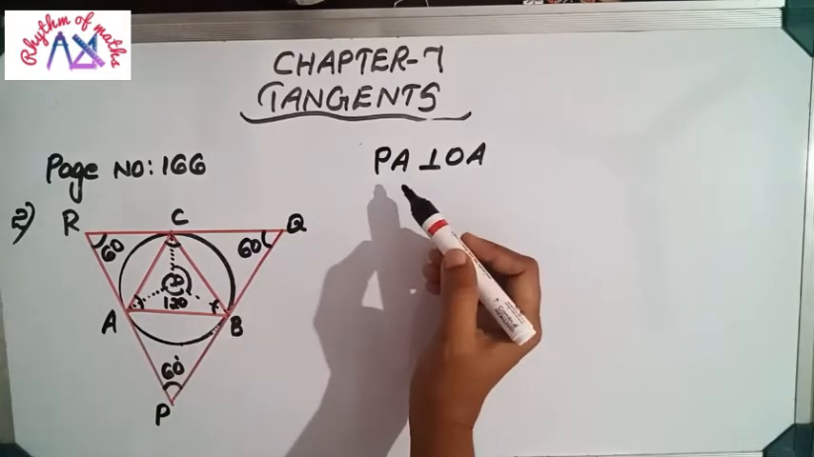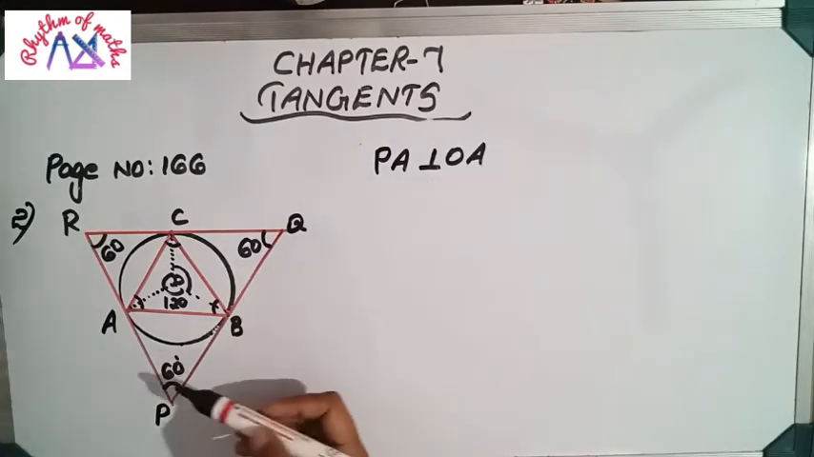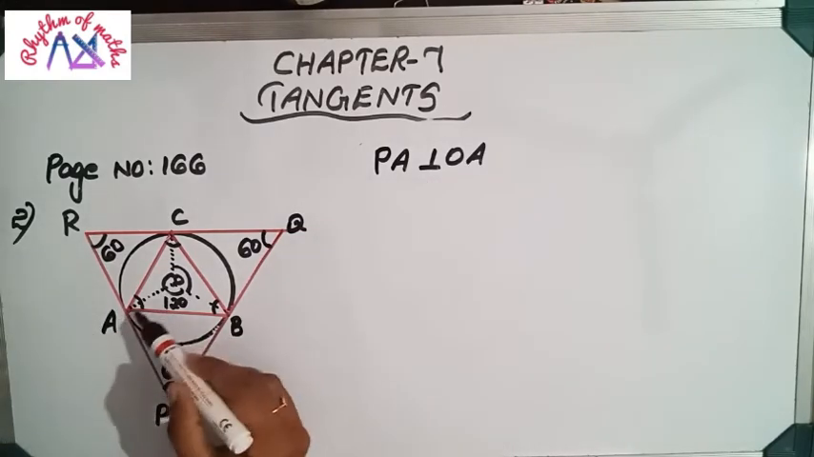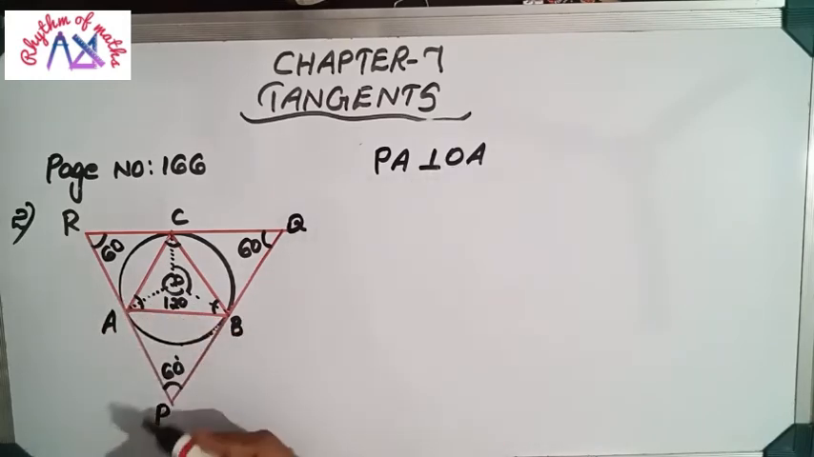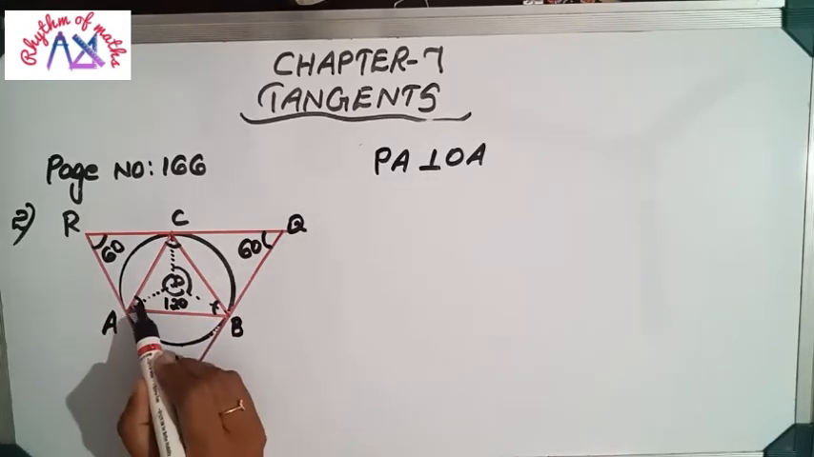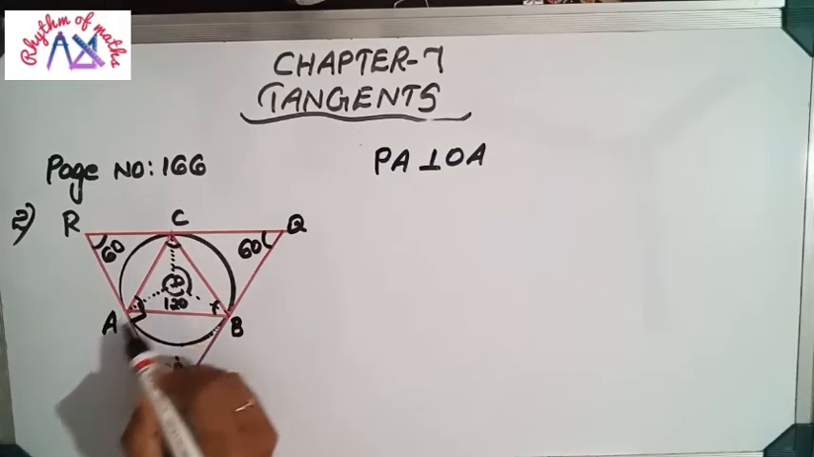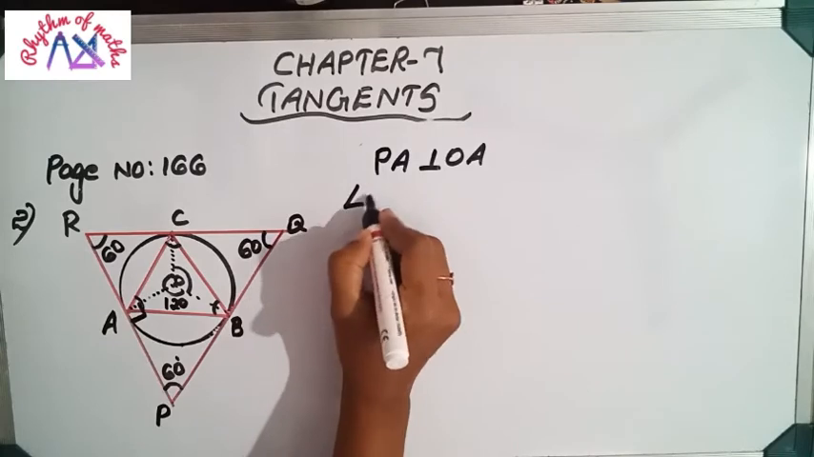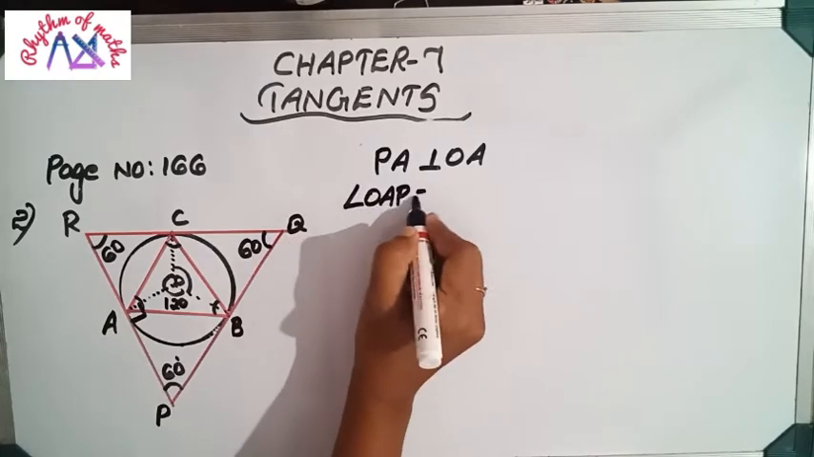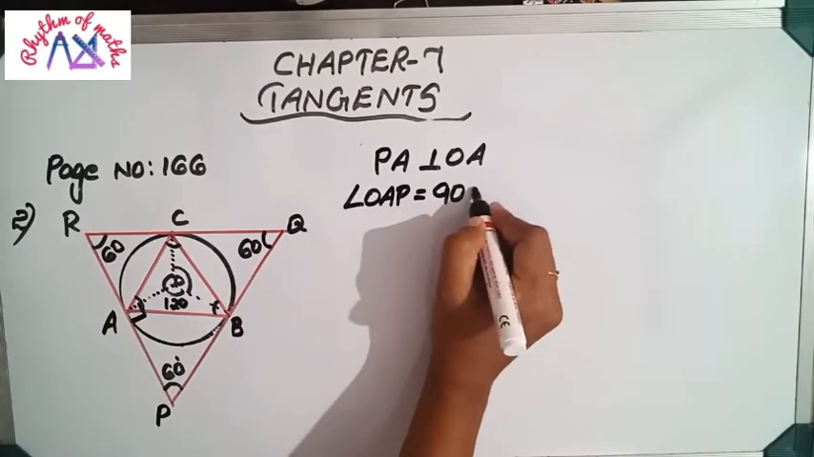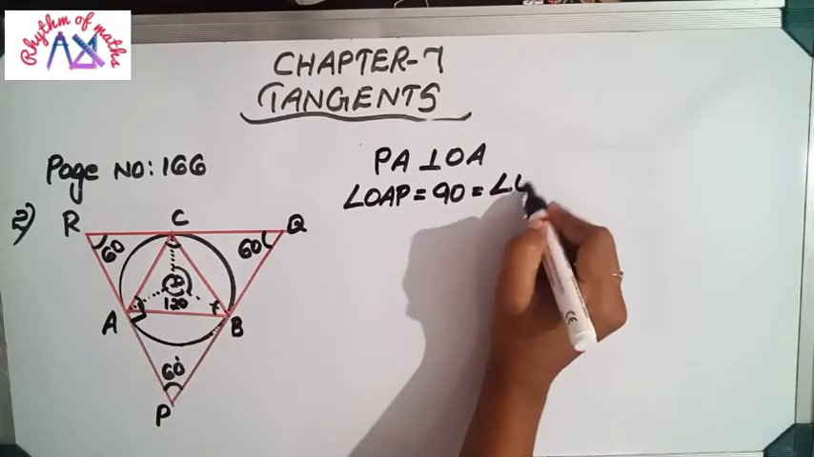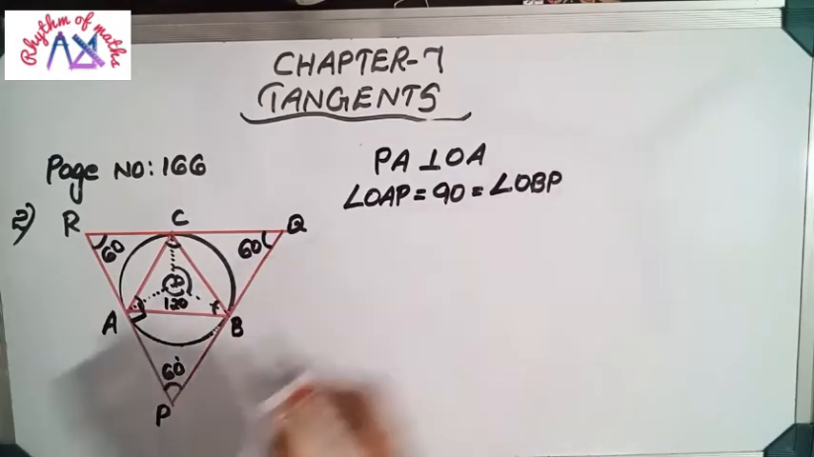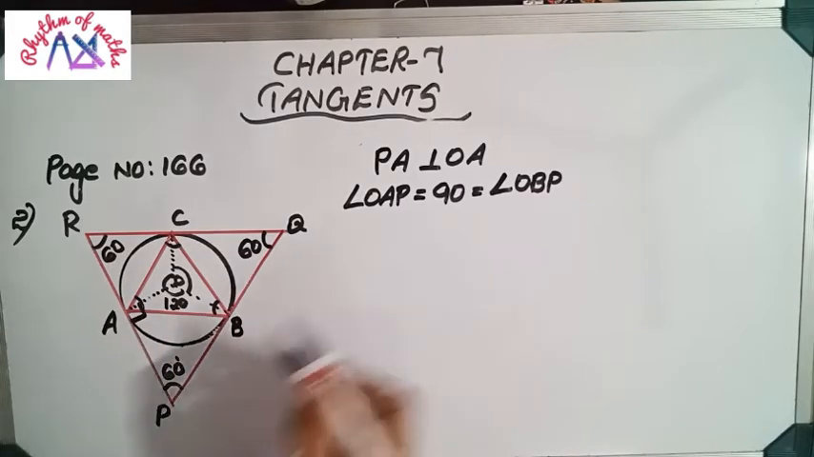Here PA is perpendicular to OA. Why? PA is a tangent and OA is a radius. We know radius and tangent are always perpendicular. That means this complete angle is 90 degrees. Angle OAP equals 90 degrees, and angle OBP is also 90 degrees, because radius and tangent are perpendicular.